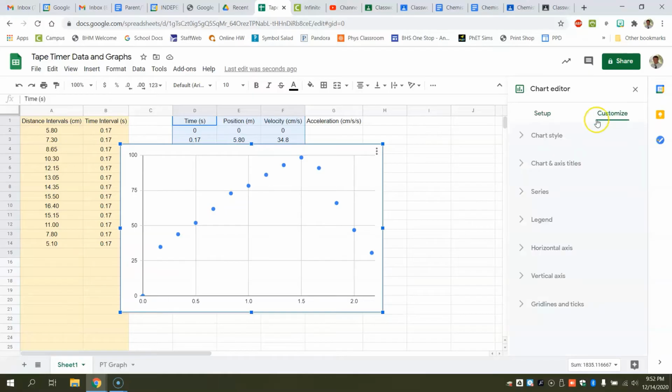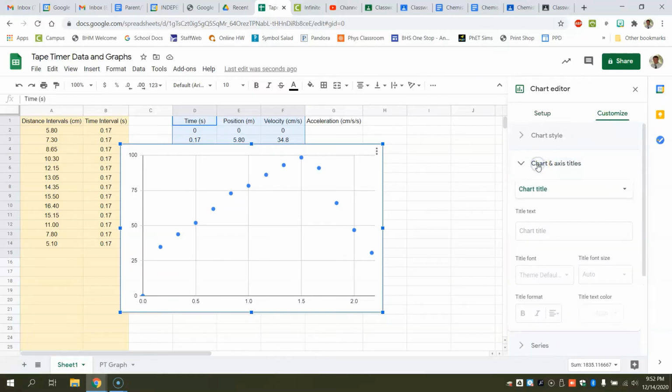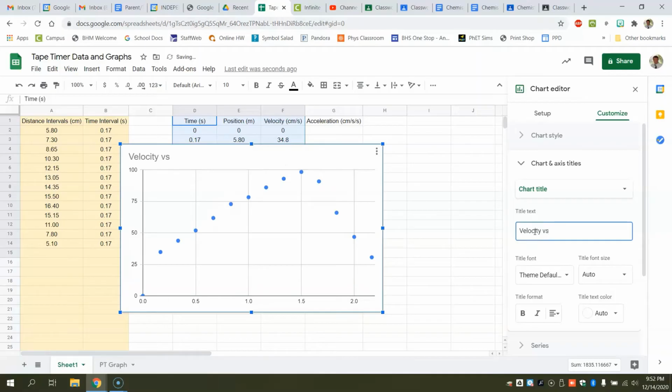So under customize, we're going to go to our chart title, and this is going to be the velocity versus time for the green pickup. Oops.